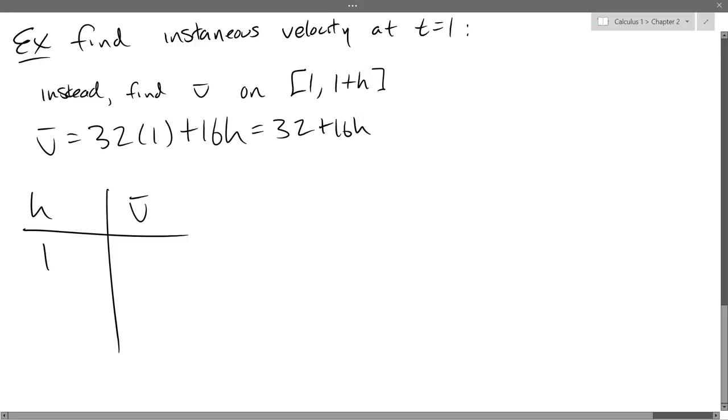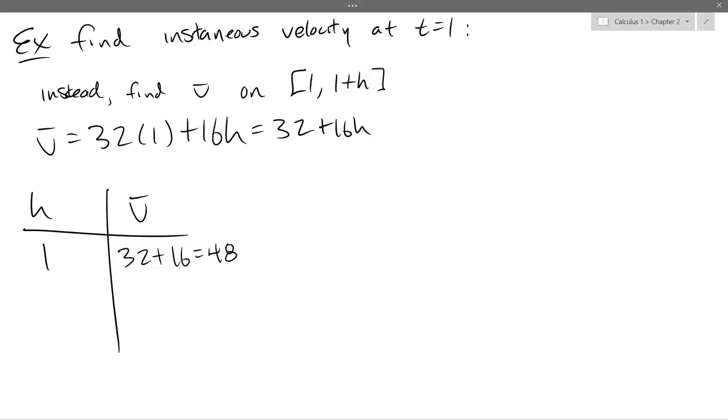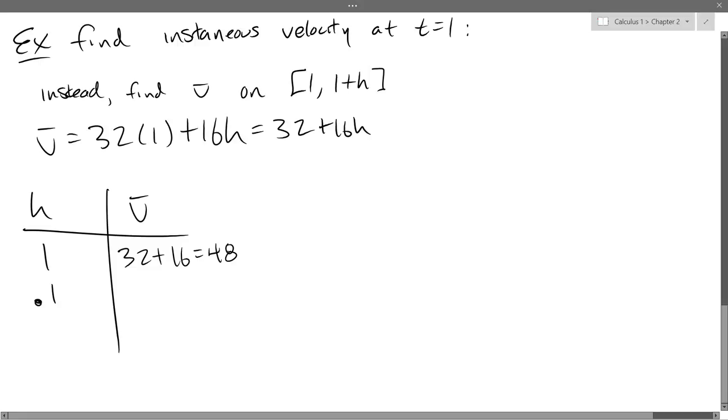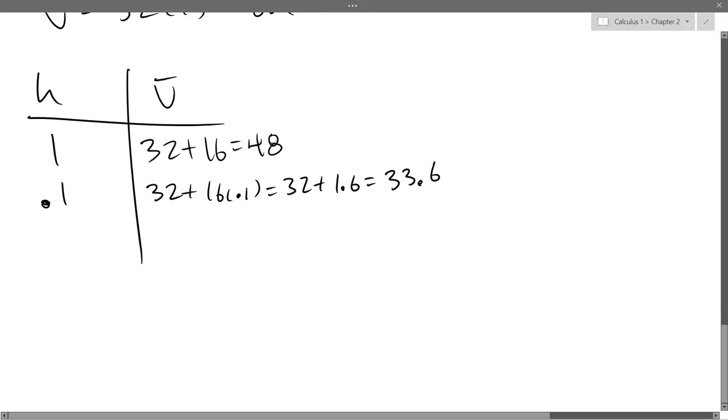All right, what do we get when h is 1? 48, which I think is what we got. If you watched the video yesterday, that's what we got. We computed it yesterday, so we better get the same thing or else something is messed up. So we got 48, no problem. We also did 0.1 as well. So that's 32 plus 16 times 0.1, which is 32 plus 1.6, 33.6. All right, pretty easy to compute also. Again, I designed most of these problems so we don't need a calculator. We can do these relatively easily by hand.